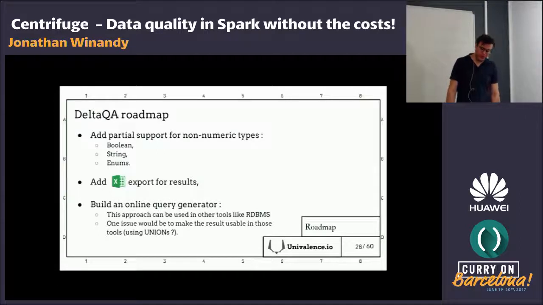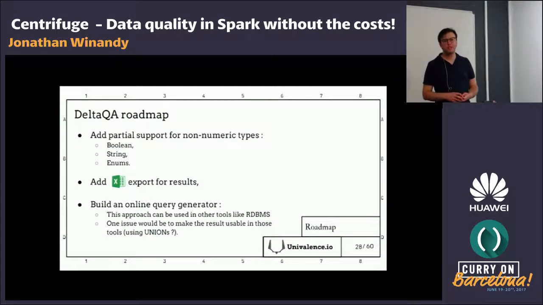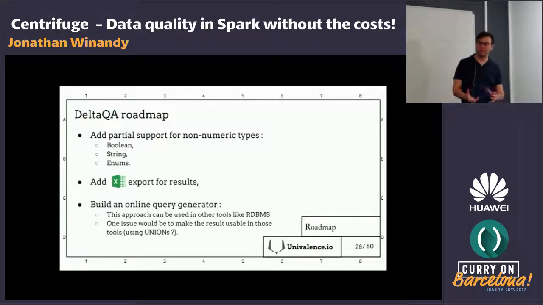And also, I think it's possible to build an online query generator for other databases. So based on a table with a certain schema, we can generate the SQL queries for the databases as well. The problem is, due to the structure of SQL, to have a meaningful result at the end, you will have to destroy the performance using a lot of unions. So I'm not sure it's possible, but is it very useful? I don't know.